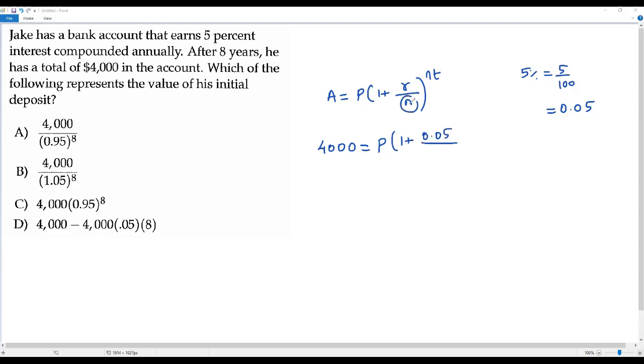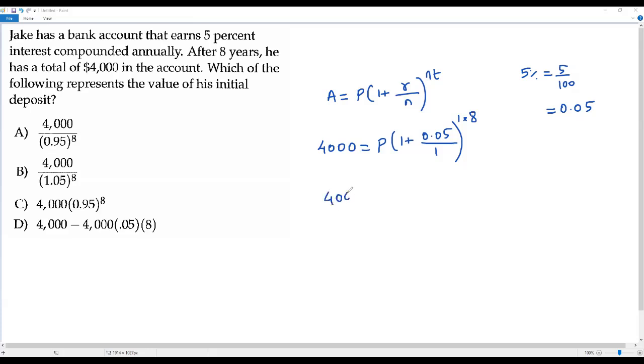And this n represents the number of times the interest is compounded per year, that is in 1 year. Since in our problem interest is compounded annually, that is, interest is compounded once in a year, the value of n over here is just 1. To the power of, here also we can plug in 1 for n, the number of times interest is compounded in a year, times t, which represents the time period of the investment in years. So here the time period of our investment is 8. So we can plug in 8 for t.